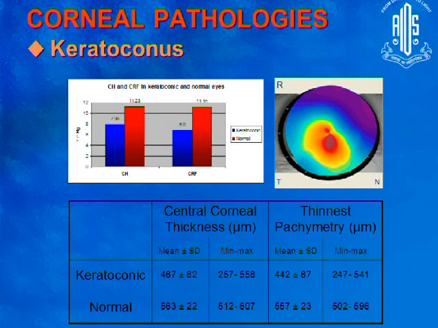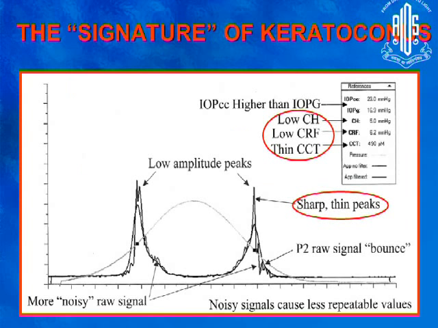In keratoconus, if you see, the corneal thickness is reduced. If you see the curves, the corneal hysteresis is very low. The normal corneal hysteresis and corneal resistance factor is between 8 to 11. Here if you notice, the corneal hysteresis is 5, the corneal thickness is reduced, the corneal resistance factor is low. There are low amplitude peaks which are very sharp and thin.